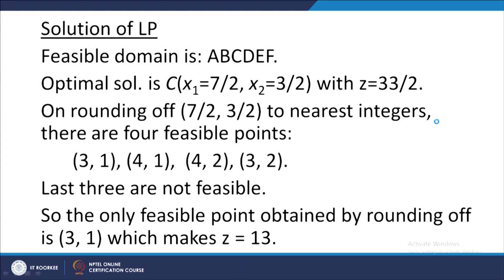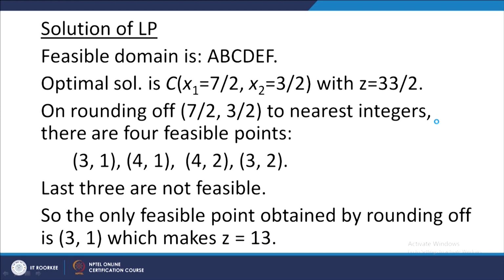And the optimum solution is at the point C given by (7/2, 3/2), and the objective function value is 33/2. Now, suppose we do the rounding off, that is, we round off 7/2 and 3/2 to the nearest integer, then we have the following 4 feasible points. They are (3, 1), (4, 1), (4, 2) and (3, 2).